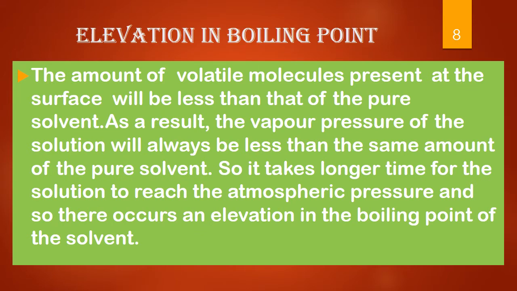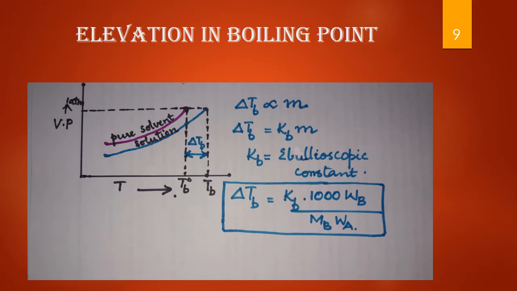We find that the amount of volatile molecules present at the surface of the solution will be less than that of the pure solvent. As a result, you find that it takes a longer period for the solution to reach the atmospheric pressure, and so there is an elevation in the boiling point of the solvent. The elevation occurs here. We can just represent that in the form of a graph.